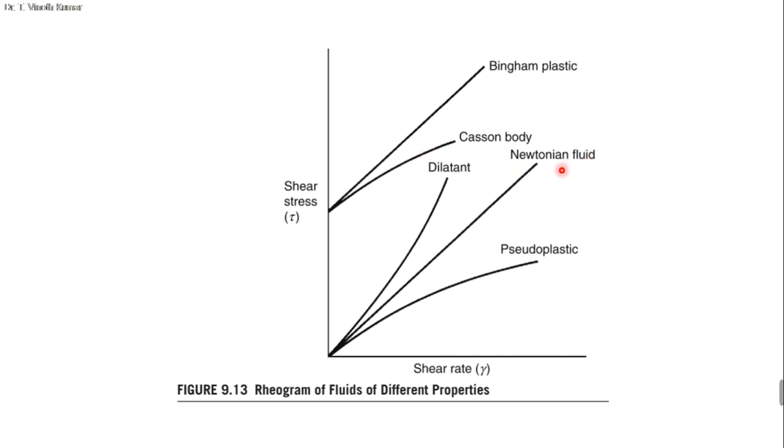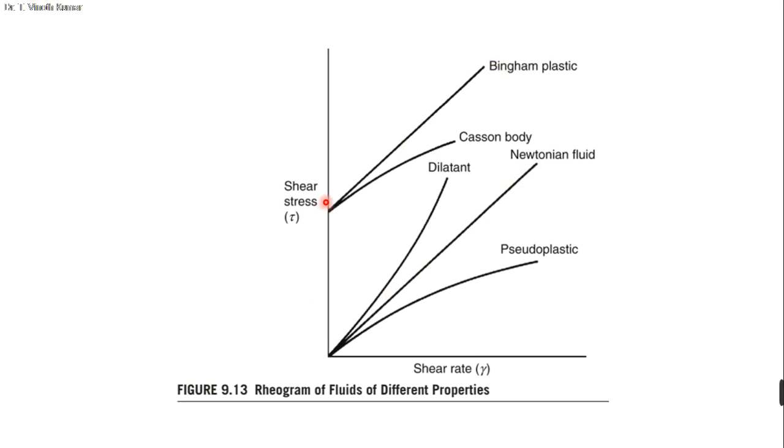So this is only the Newtonian, and the others are called non-Newtonian. Similar to the Newtonian, the dilatant and the pseudoplastic have the same origin, and the Casson body has the same origin as the Bingham plastic. Both the Bingham plastic resemble Newtonian fluid, but the origin is not the same.